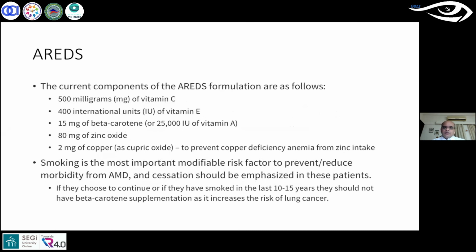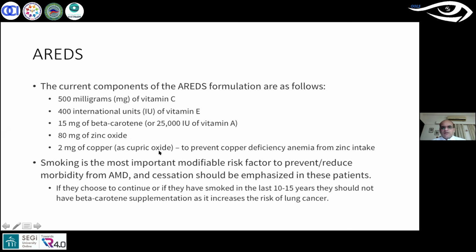The current components: initially we had the AREDS 1 formulation, which has now been replaced by the AREDS 2 formulation. But in terms of historical perspective, the AREDS 1 formulation came with 500 milligrams of vitamin C, 400 international units of vitamin E, 15 milligrams of beta carotene, or 25,000 units of vitamin A, 80 milligrams of zinc oxide, and 2 milligrams of copper.